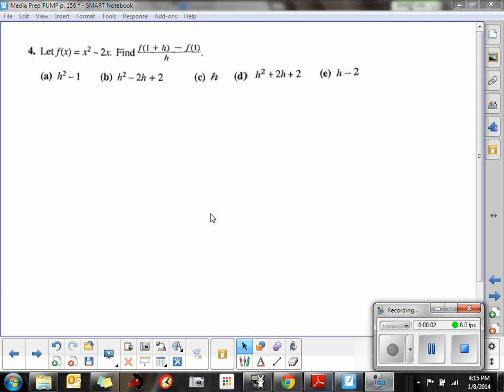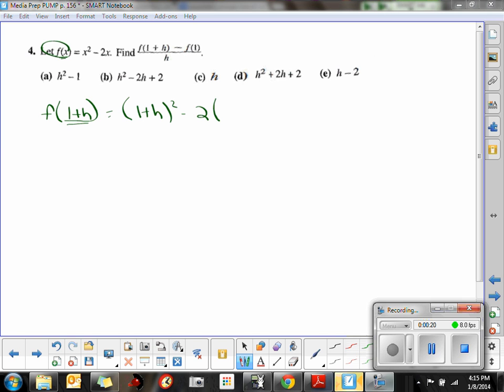Okay, this is an example of function notation, evaluating a function at different inputs. We're going to evaluate our function f at x at f at 1 plus h. So I'm going to do that first. I have to put in for any x the input of 1 plus h. So it's 1 plus h squared minus 2 times, I got another x, so I have to put in 1 plus h.